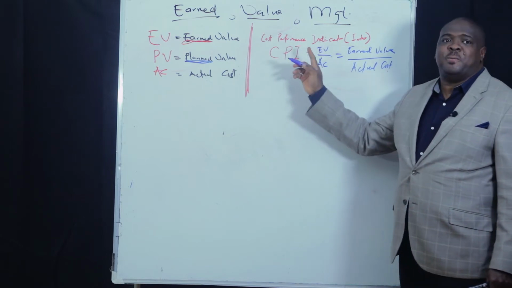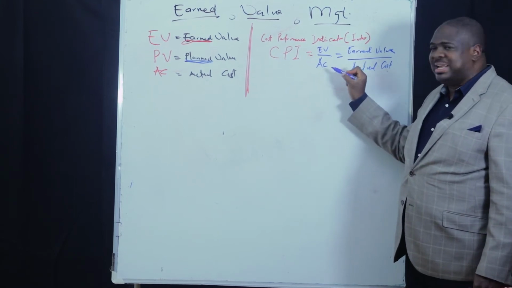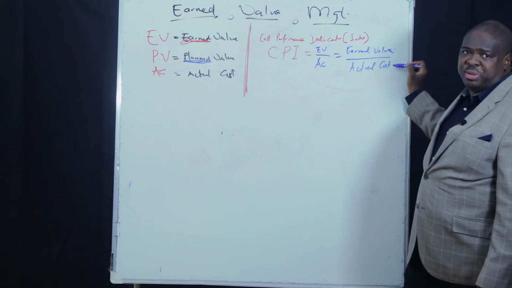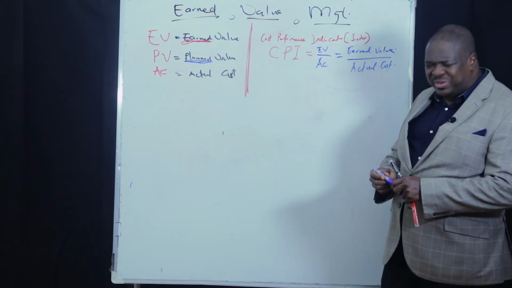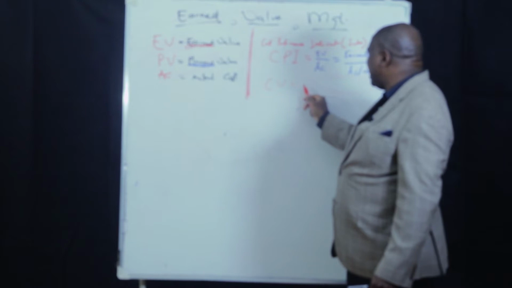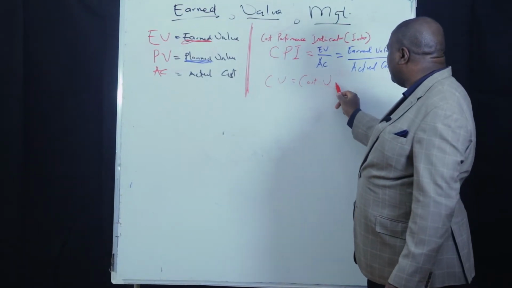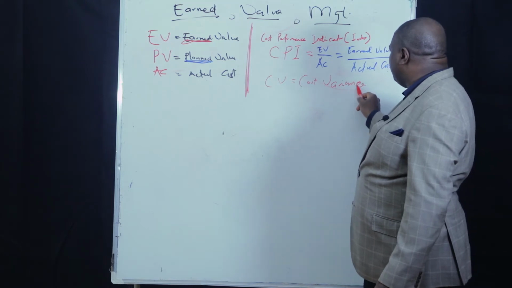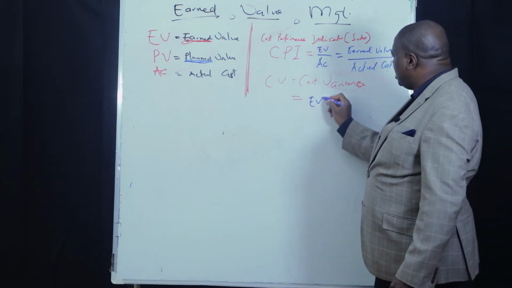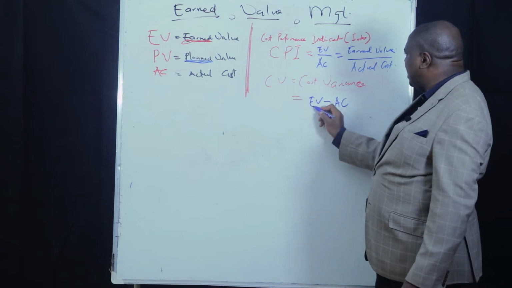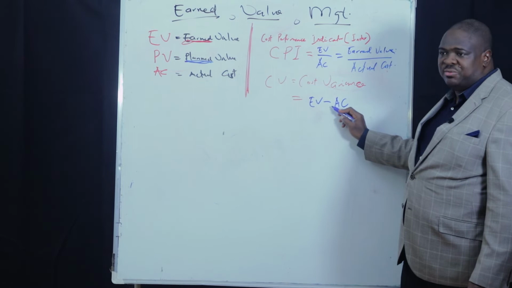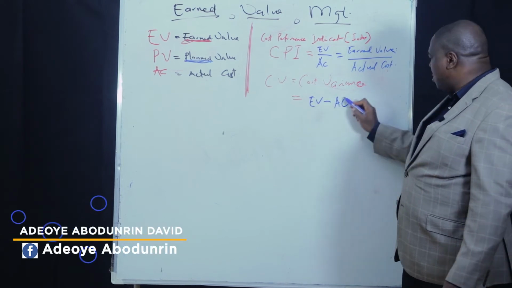This is an indicator of how we are performing cost-wise. Earned value divided by actual costs. This is the value that we have earned on the project. This is how much money we spent to earn it. CPI has a very close derivative called cost variance, and I will break this down with examples. Cost variance refers to the variation in costs, especially with respect to value, and that is EV minus AC. Earned value minus actual costs. This is the value derived. This is how much money was used to derive it.